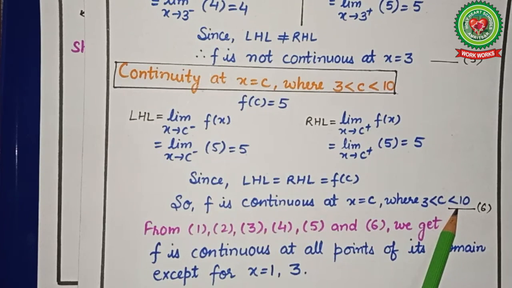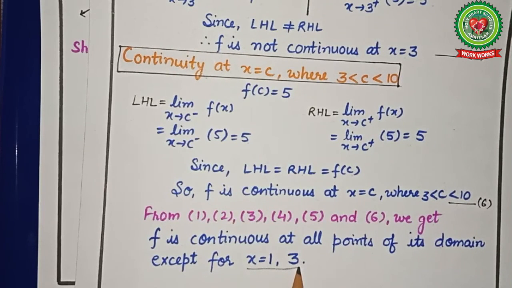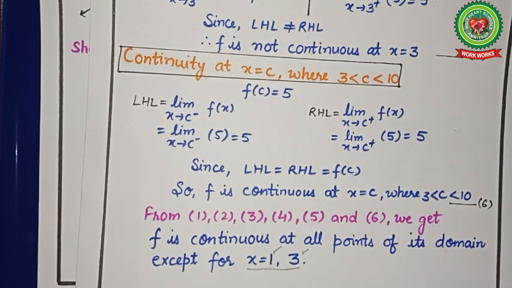less than 10. Now we have done 6 cases. And from all these 6 cases, we get that f is continuous at all the points of its domain except for x equal to 1 and x equal to 3. It means the function is continuous at all the points but discontinuous at 1 and 3. In this way, we can check the continuity of a function on an interval.